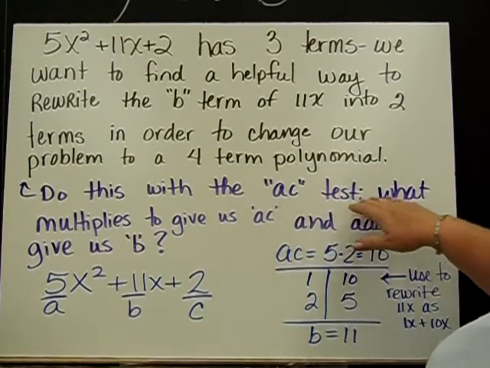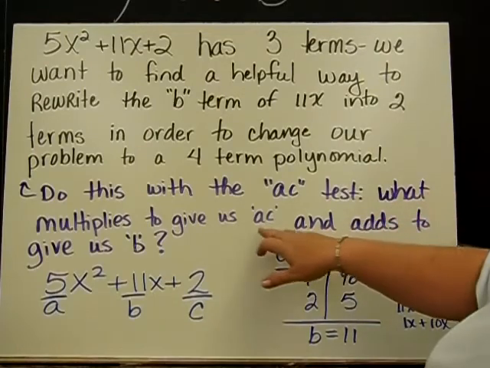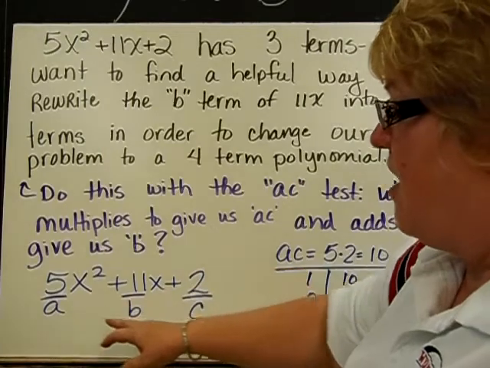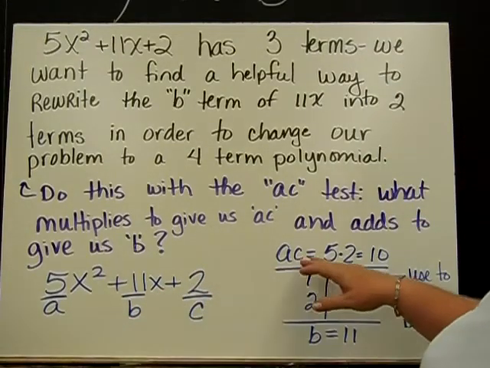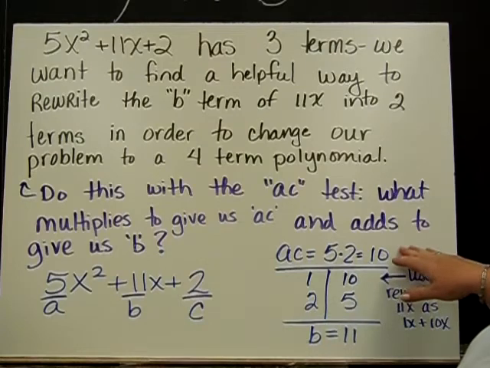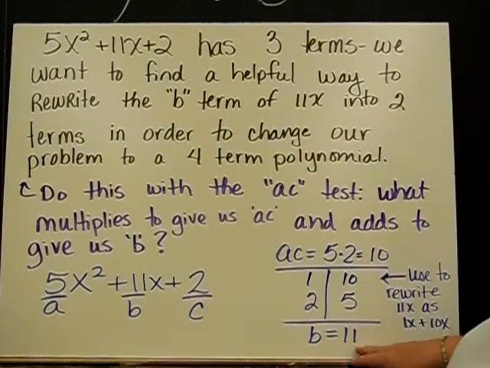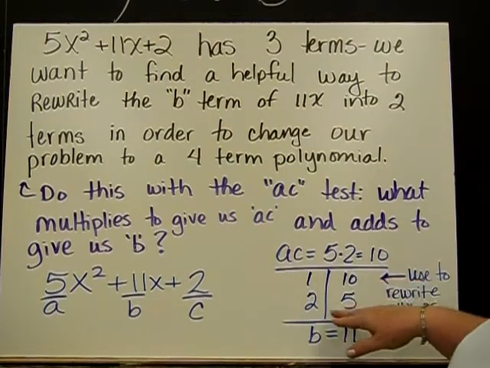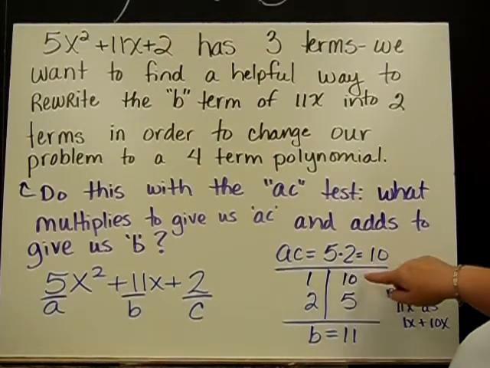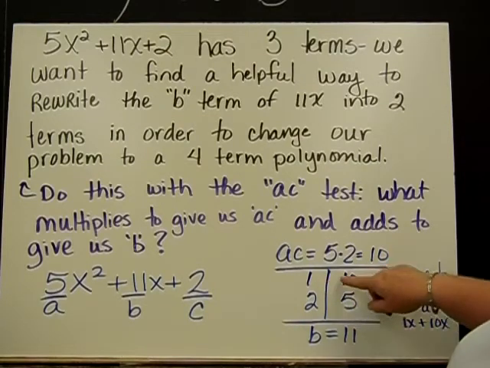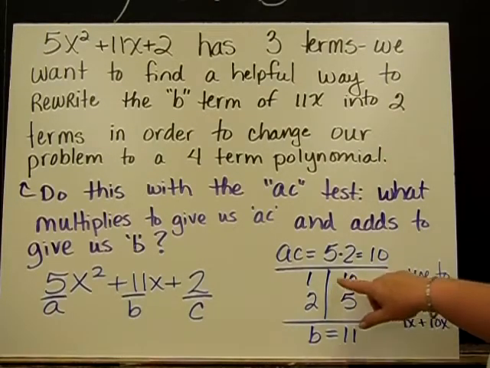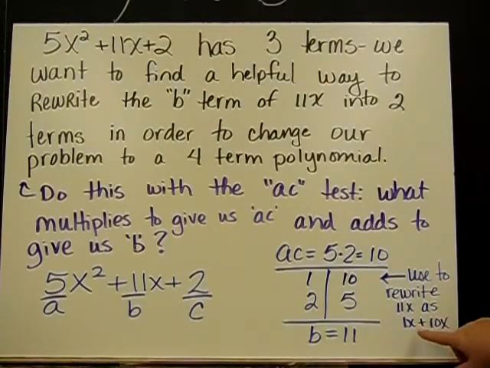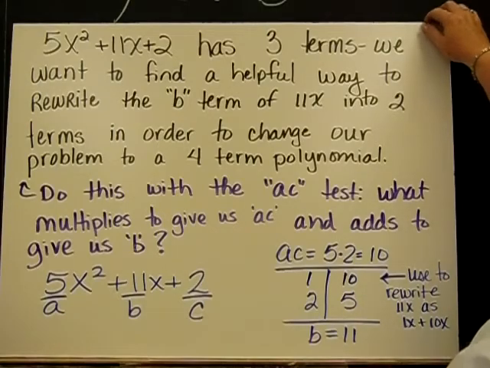And the AC test is what multiplies to give us AC and adds to give us B. So as we said, A is 5, B is 11, C is 2. So A times C would be 5 times 2, which is 10, and B is 11. So if I look at the factors of 10, I know 1 and 10 and 2 and 5. Well, 1 times 10 gives me 10, and 1 plus 10 gives me 11. So we want to use these 2 factors to rewrite 11x as 1x plus 10x.